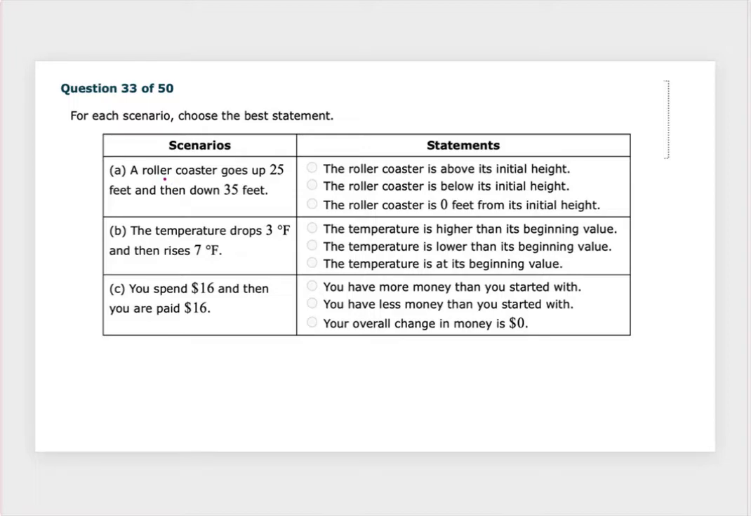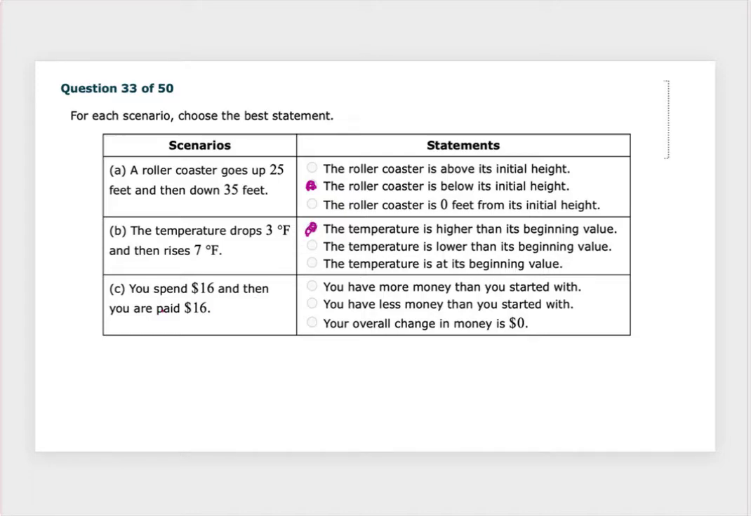Okay, so if it goes up 25 and then goes down 35, then from the start of the word problem here, it is 10 feet down below. Therefore, it is below, so we would color that one in. It is below its initial height. The temperature drops 3 degrees Fahrenheit and then rises 7 degrees Fahrenheit. It has a cumulative 4-degree rise, doesn't it? It drops and then it rises more. So it is higher than its original.